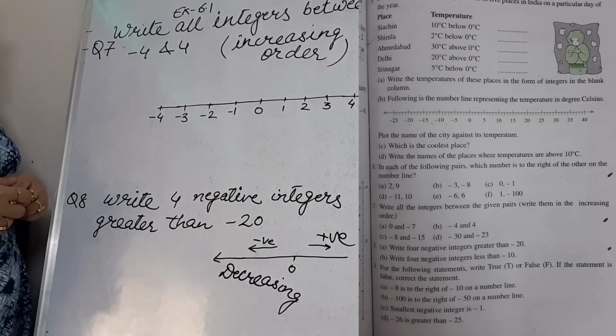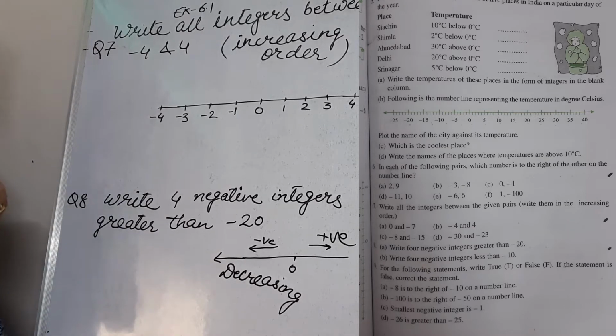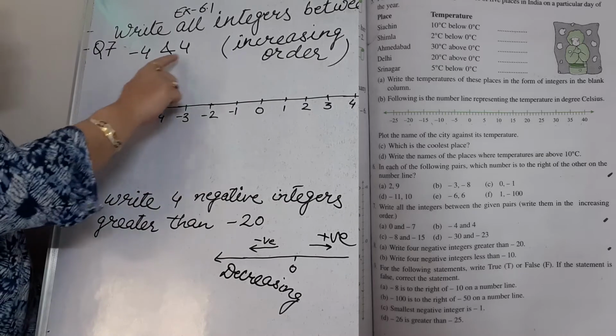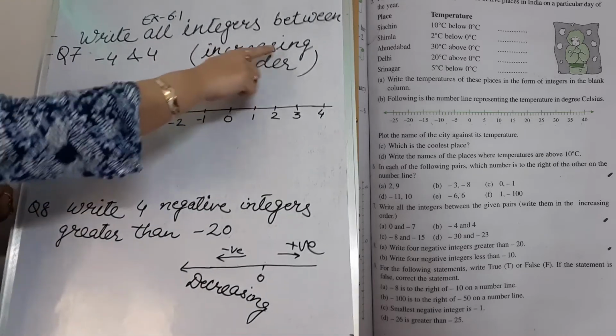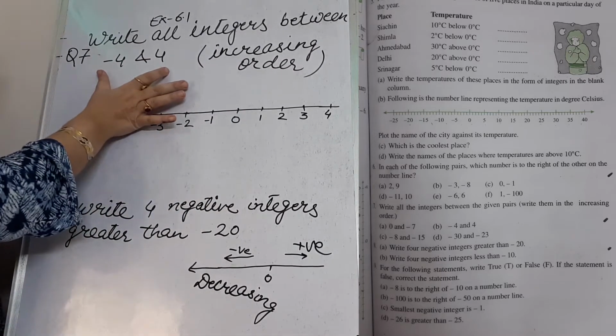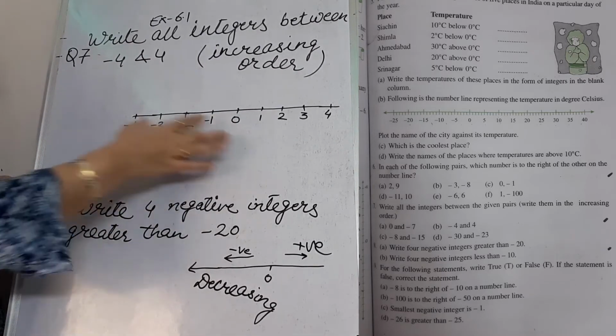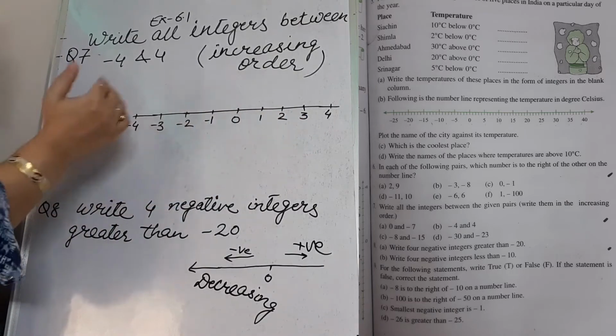Hello everyone. Today we are going to start exercise 6.1 of integers chapter. Question number 7 is you have to write all the integers between -4 and 4 and you have to write all these in increasing order. So first I have to write how many integers are there between -4 and 4. First you have to write the integers.